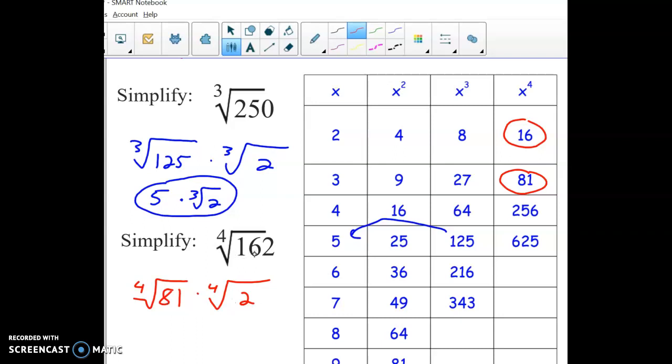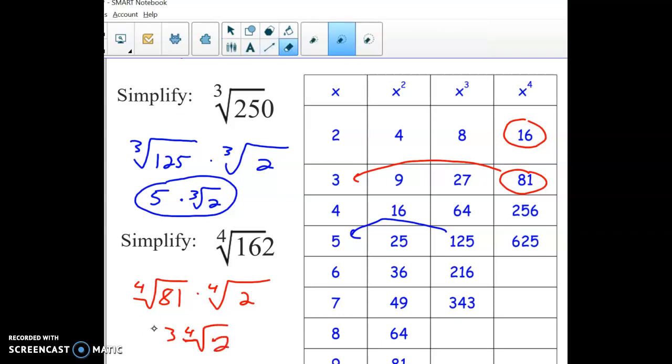81 times 2 is 162, and again, I get that by doing 162 divided by 81 on my calculator. And then the fourth root of 81 is just 3. So I get 3 and then the fourth root of 2. Sorry, that looks weird. I have a hard time writing that here, but it should be 3 times the fourth root of 2. All right, so just keep working through examples, and they get a little more complex.